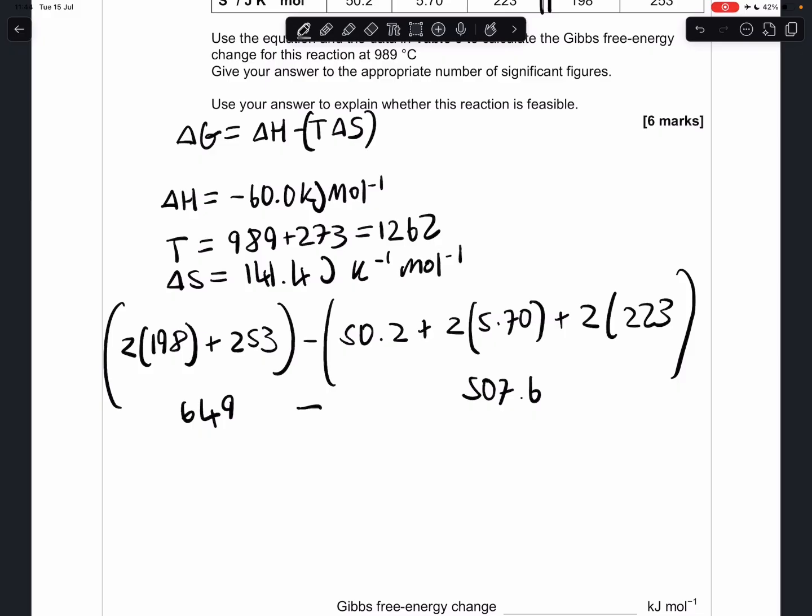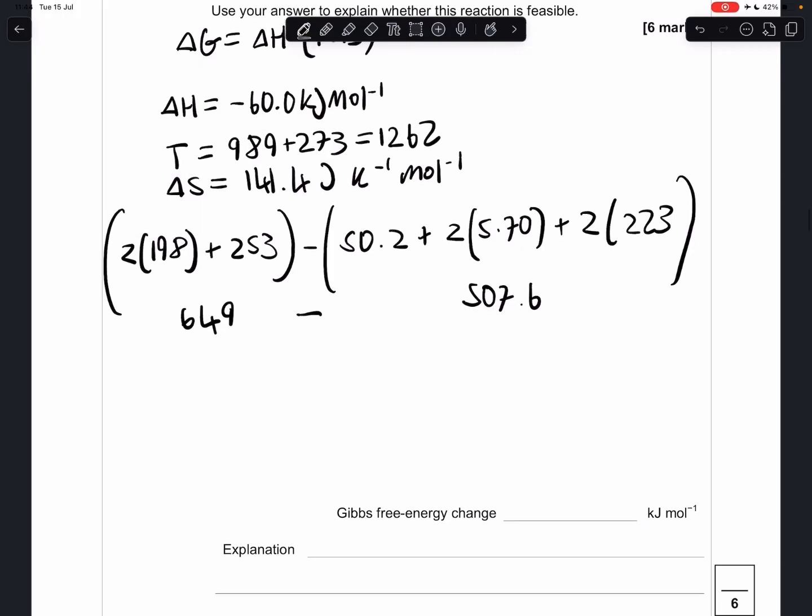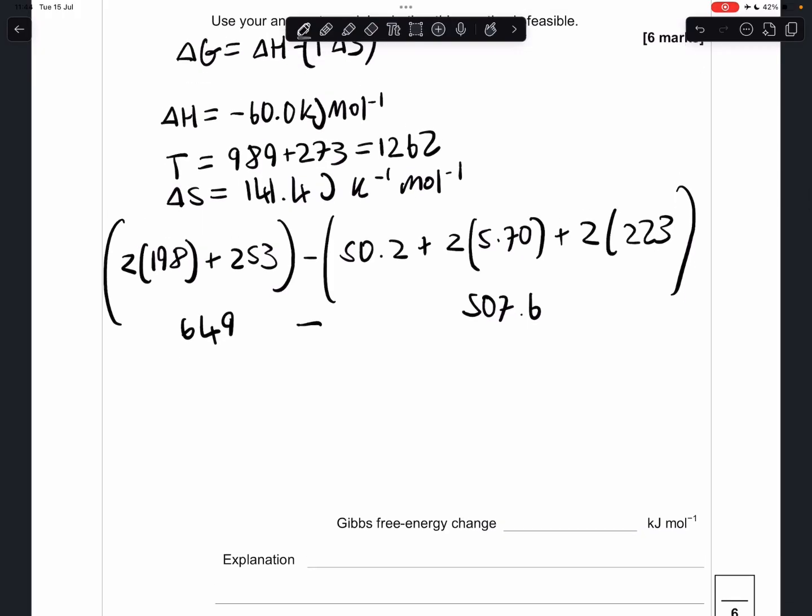But if we see there is an issue here, this is in joules, whereas our enthalpy change here is in kilojoules. So we need to do something about that. We're going to need to convert that. So if we put this all into our equation to calculate our delta G, we've got our enthalpy change, which is minus 60.